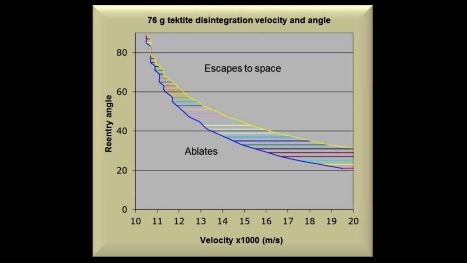Example of a 76 gram tektite, re-entering the atmosphere, dependent on re-entry angle and velocity. Between the blue and yellow lines, the tektite would disintegrate as the atmospheric pressure exceeds the tektite tensile strength. Below the blue line, ablation takes place, and above the yellow line, the tektite escapes to space.